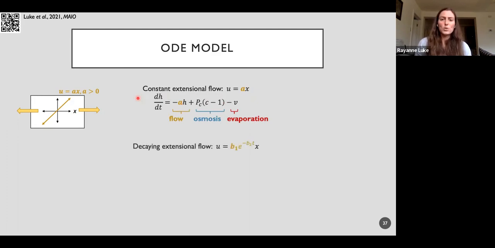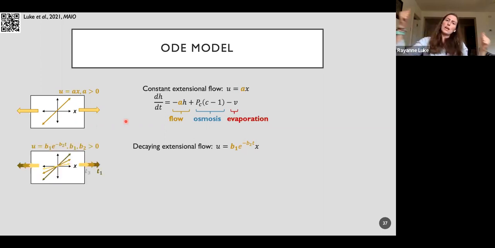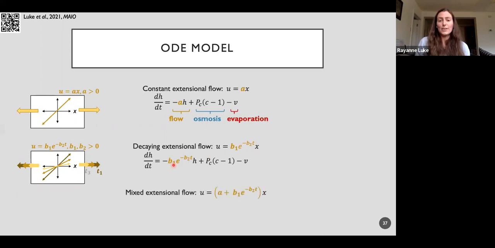If we instead introduce a time component into our flow, we can replace a constant A with a decaying exponential. And so then it's as if we're pulling taffy, and then we're not pulling it quite as hard, and then not quite as hard, and eventually it dies off. You'll see exactly where the components of the flow term come in to give you your model. We can also put these together.